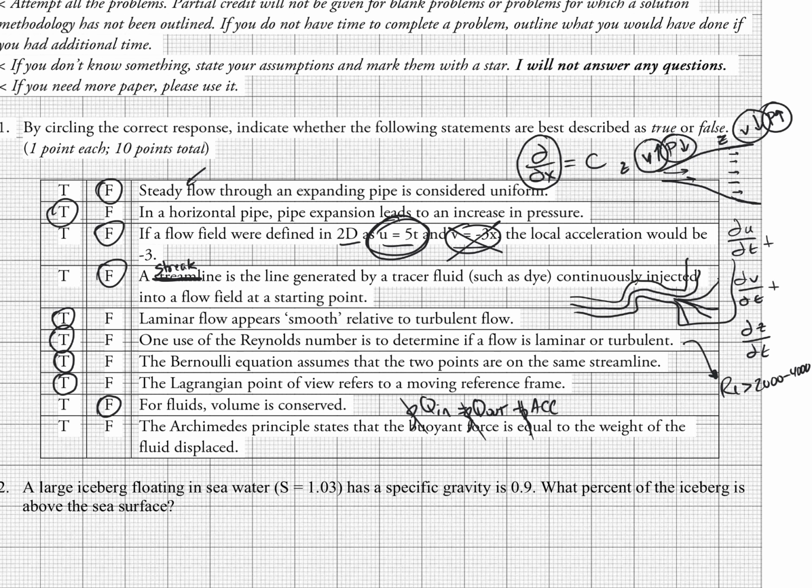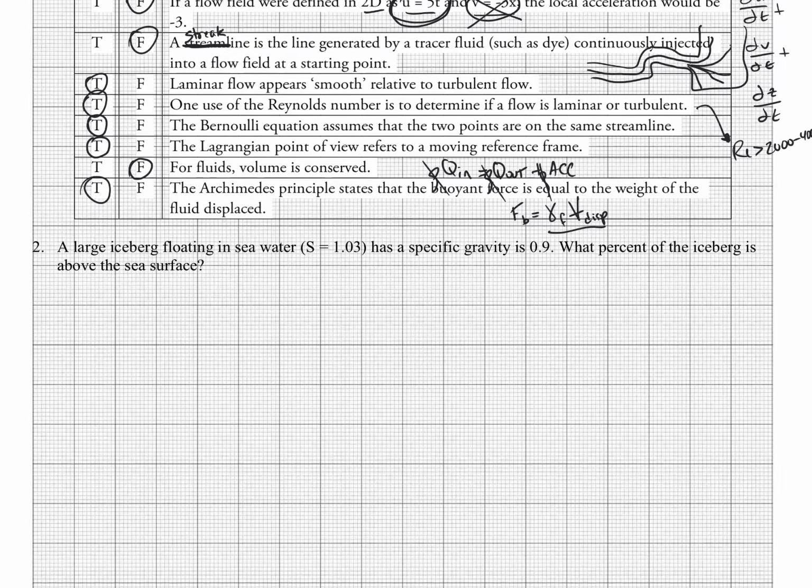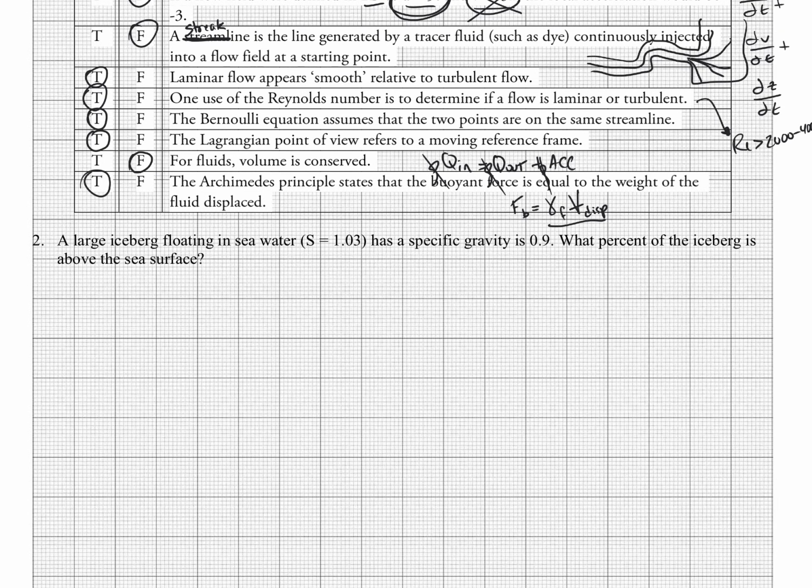Okay, the Archimedes Principle states that the buoyant force is equal to the weight of the fluid displaced. So the buoyant force is usually equal to the gamma of the fluid times the volume displaced. Okay, and this is the definition of the weight of the fluid displaced. So it's true. Okay, so that's that. Okay, so, hold on.